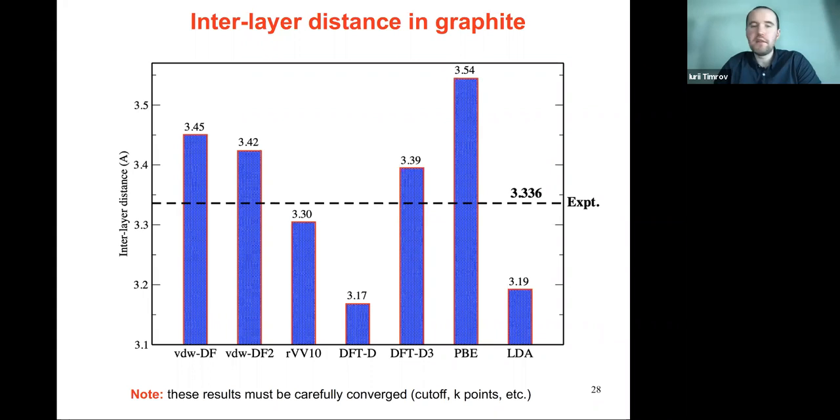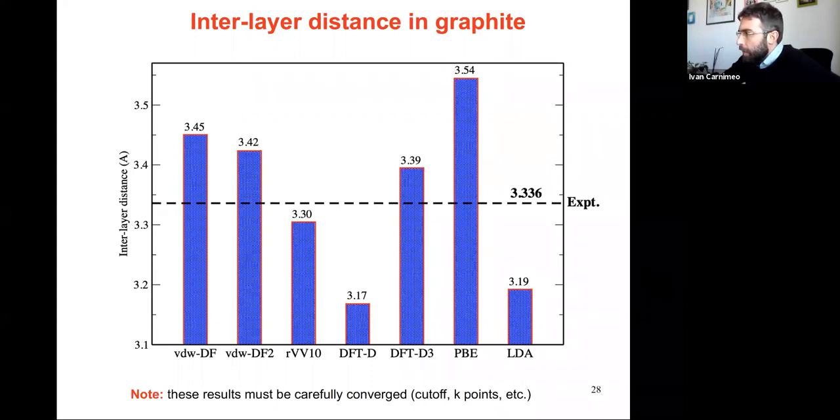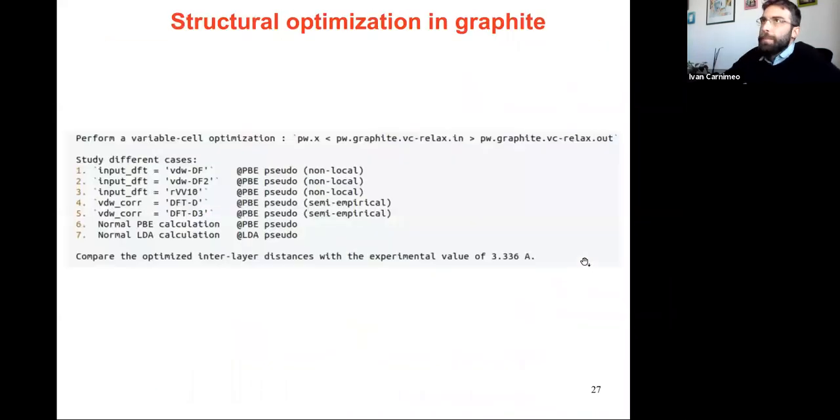Okay, so I would say the remaining 5 minutes we can use to discuss, maybe answer some questions. There is one question from streaming. What is the difference between input DFT and van der Waals score in the relaxation? And if we mention them at the same time in the input, what will happen?